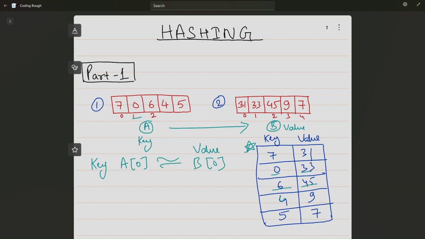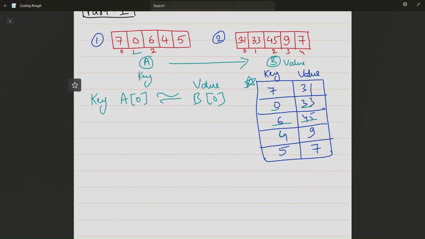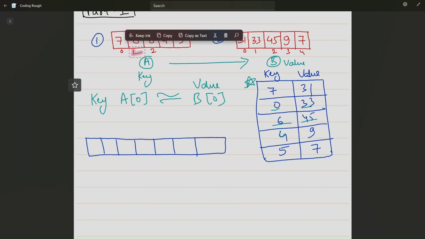Now, what is our goal? Our next goal is to make this whole relationship into one array. How can we do that? Let's suppose I'm going to create one new array with 1, 2, 3, 4, 5, 6. Now let's give an index. As we know, there is a relation with the index number, so let's give index 0, 1, 2, 3, 4, 5, 6.